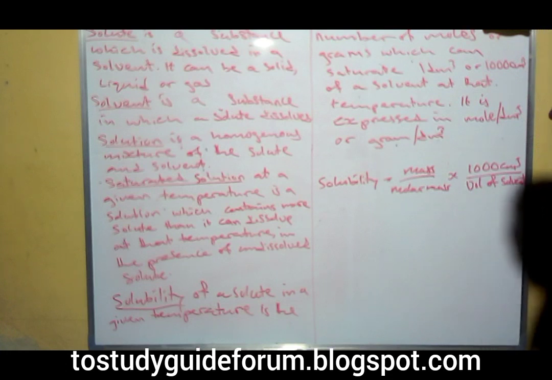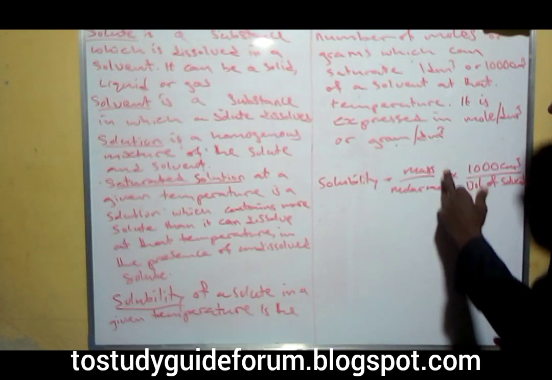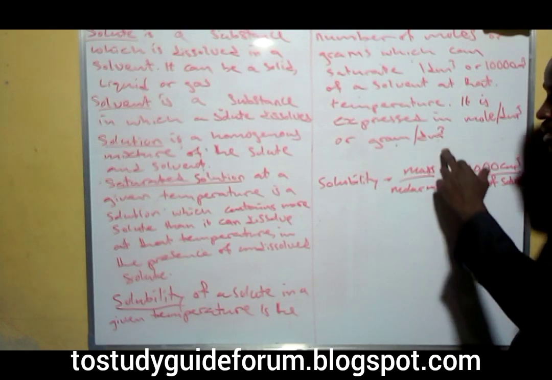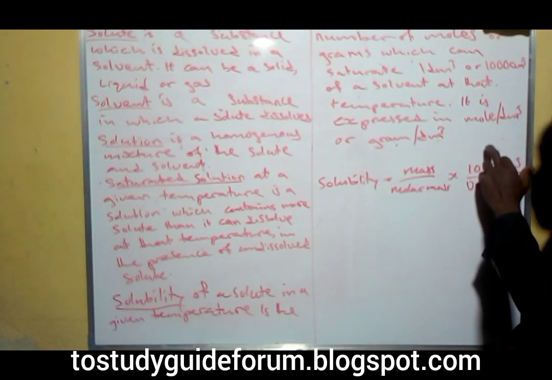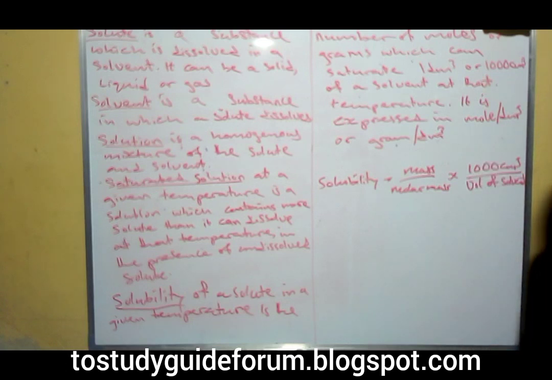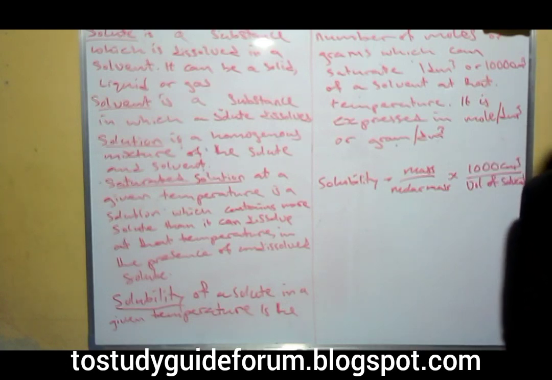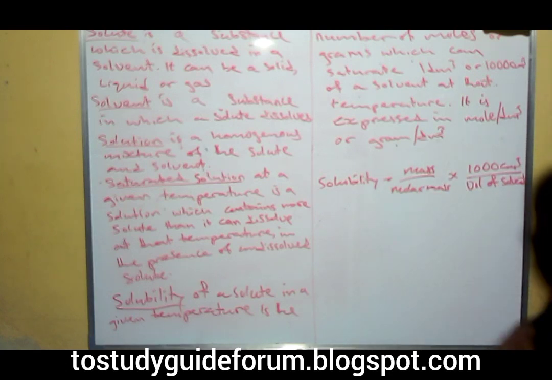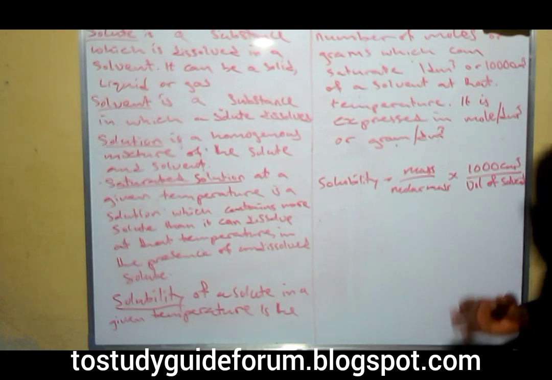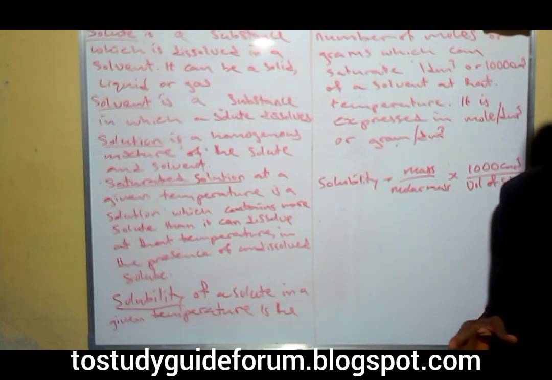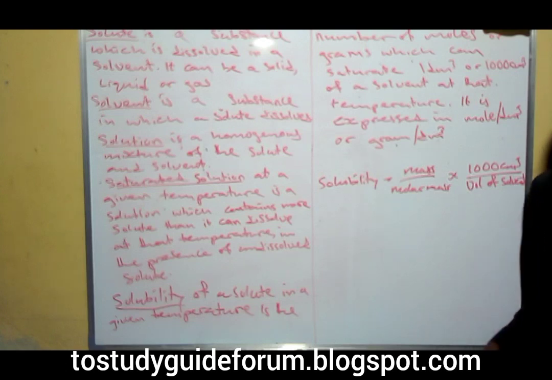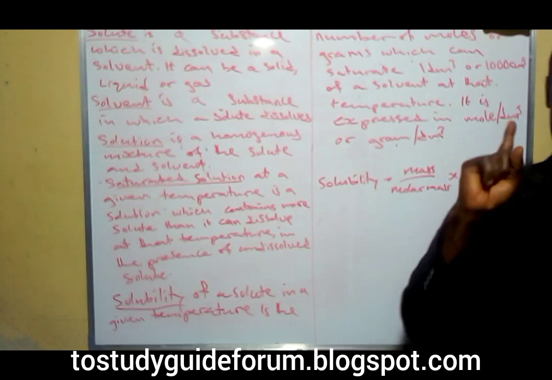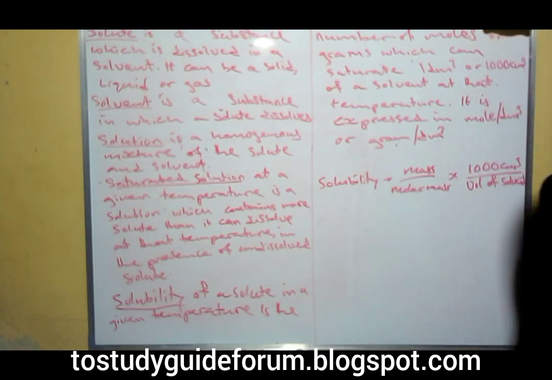Now to calculate solubility, you can use the mass of the substance divided by the molar mass, times the volume of the solution, that is 1 dm cube or 1000 cm cube, divided by the volume of the solvent given to you. So this has to do with the volume given, and the standard, you know that we normally measure in dm cube, 1000 cm cube, or 1 liter. Do you understand?